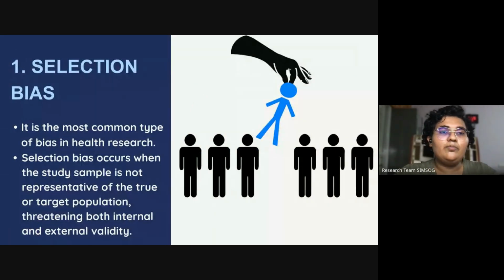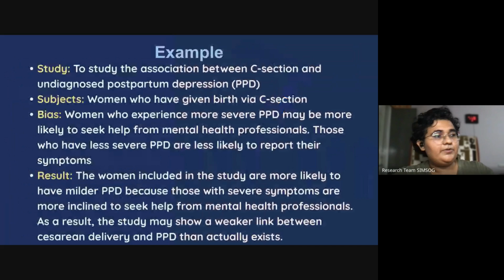Selection bias is the most common type of bias in health research. It occurs when the study sample is not a true representation of the population at large, and it threatens both internal and external validity. Let us try to understand what I'm trying to say with the help of an example.